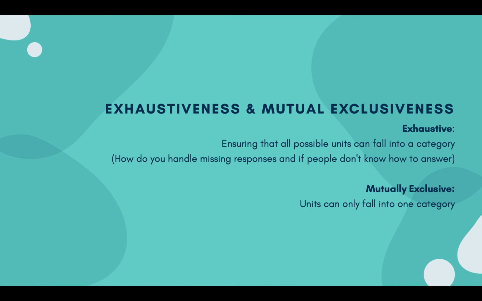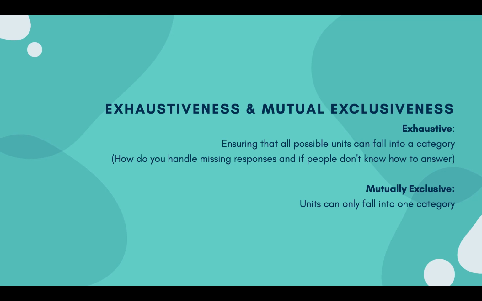All right. Exhaustiveness and mutual exclusivity. What are these? So these are important characteristics to take into account when you're dealing with quantitative data or you're collecting quantitative data, right? Exhaustiveness just means that we're ensuring that all possible units can fall into a category, right? So we want to be able to handle missing responses, right? We want to provide the ability for everyone to identify as one category, right?